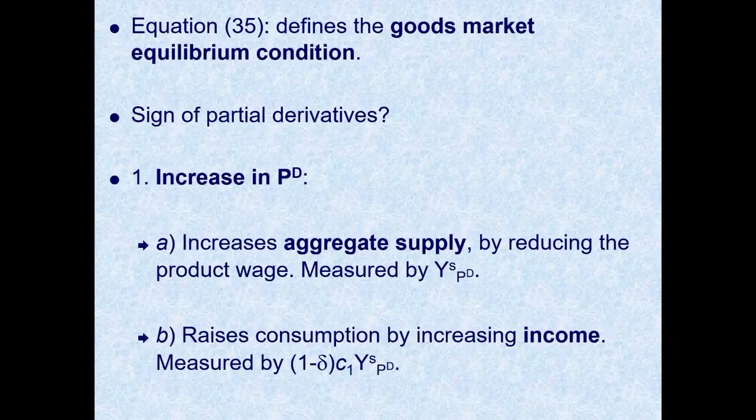The second effect, we already alluded to earlier when we looked at the slope of the aggregate demand curve in partial equilibrium. When there is an increase in PD, income rises, and therefore consumption is going to rise. But we know that consumption is not going to rise by Y^S_PD, like aggregate supply, because a fraction of any increase in income is spent on imports. You only spend 1 minus delta on domestic goods. And in any case, you don't spend all your income anyway. You only spend a fraction C1. But we know that this is going to increase as well.